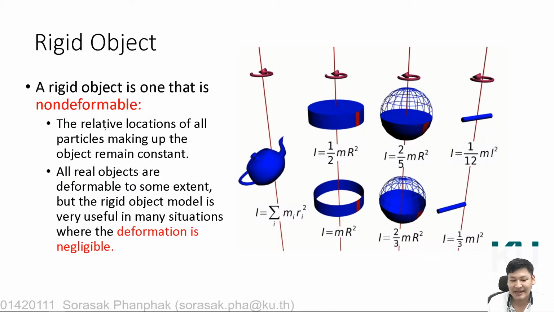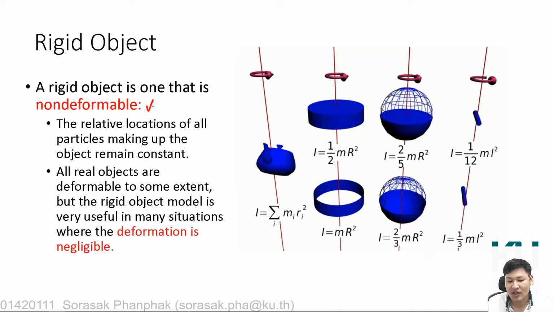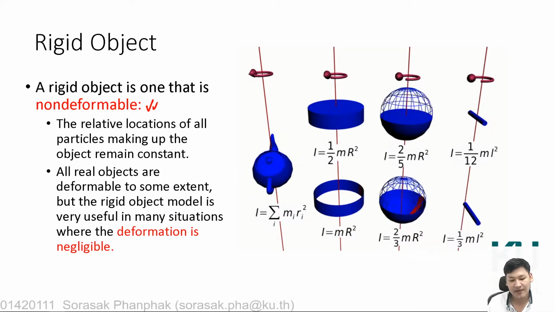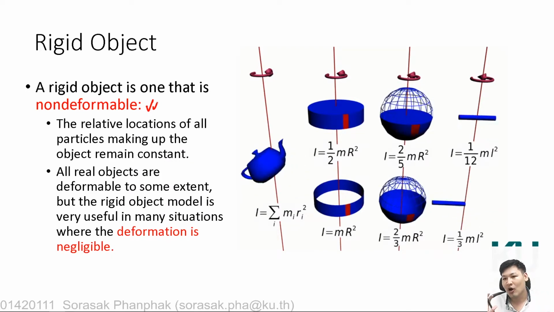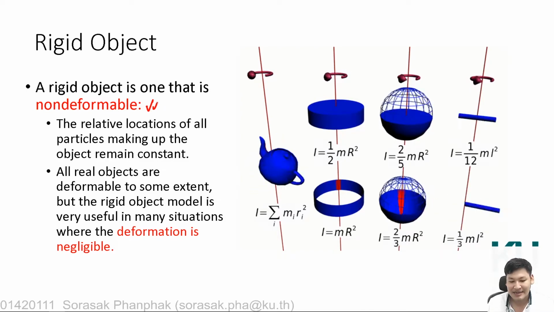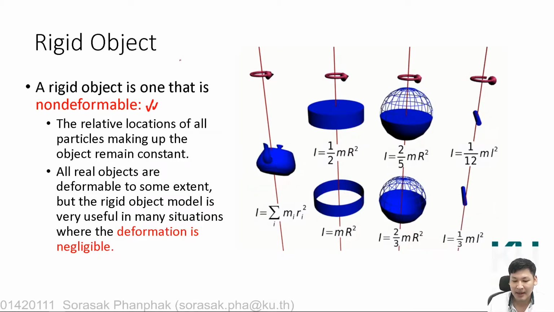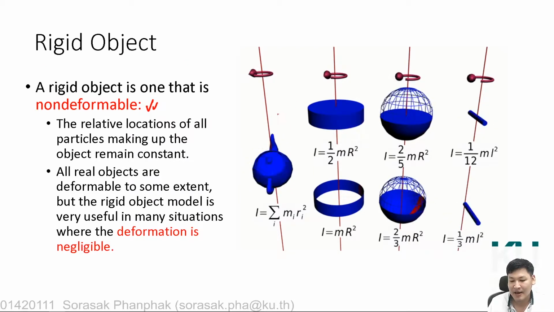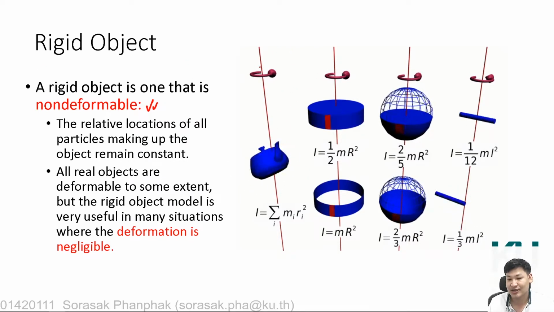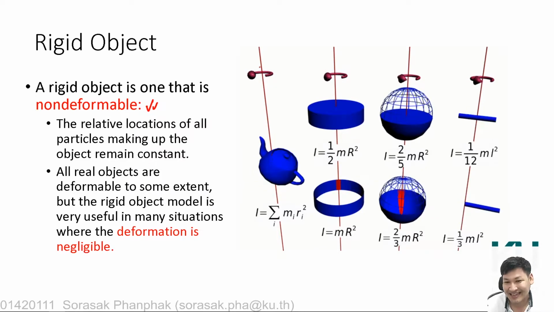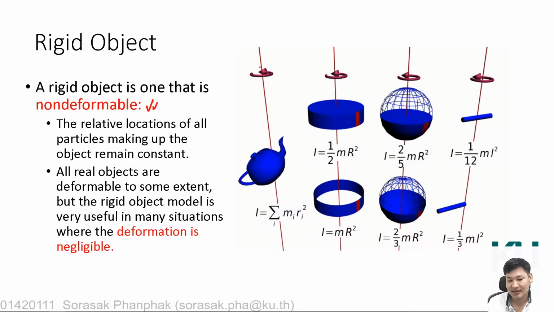As I already said, a rigid object is a non-deformable object. Whether you exert a force or a torque on it, it remains in its own shape and stays constant, but the moment of inertia varies depending on the axis of rotation. We will emphasize this part later.